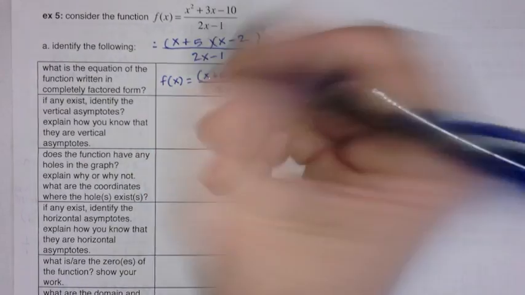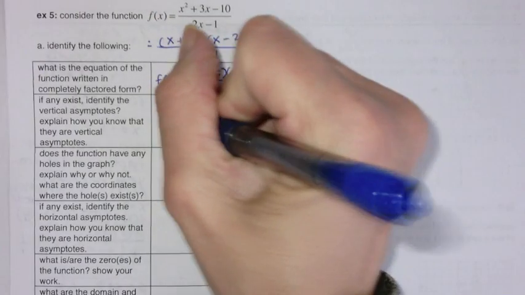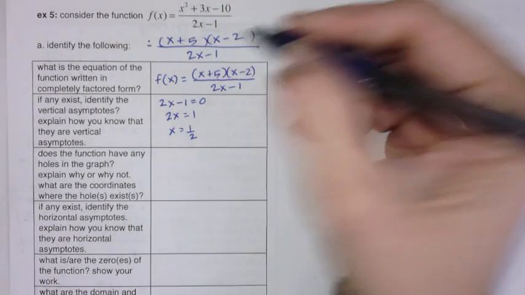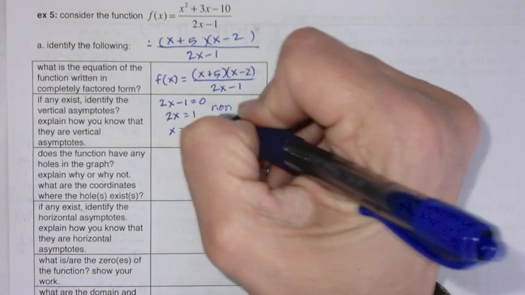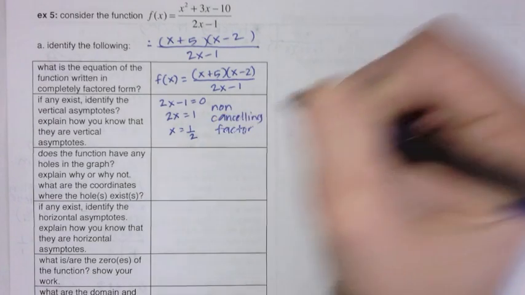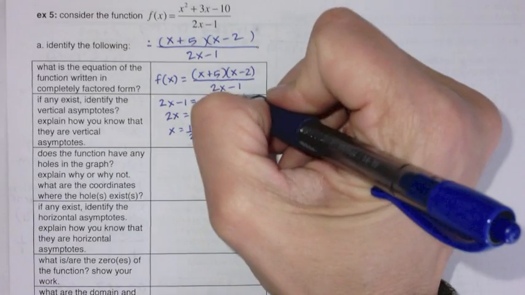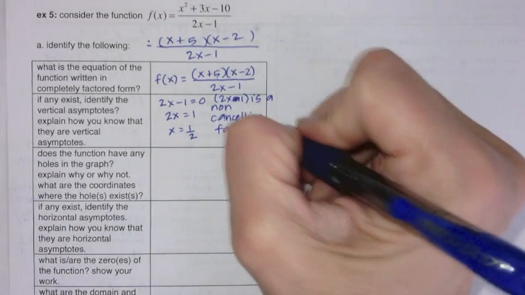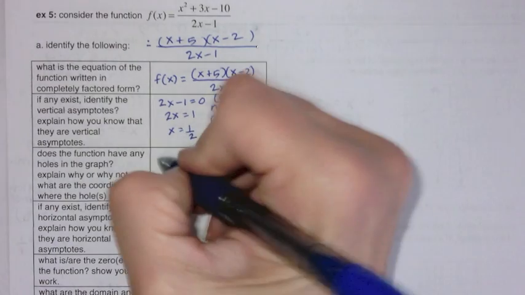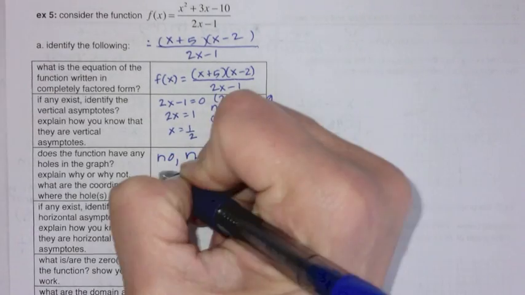Identify the vertical asymptotes. So whenever there's a number in front that might be hard for you, just set it equal to 0. So explain how you know, and this is where we say non-canceling factor. We say 2x minus 1 is a non-canceling factor in the denominator. Okay, does the function have any holes? No. How do you know? No factors cancel.